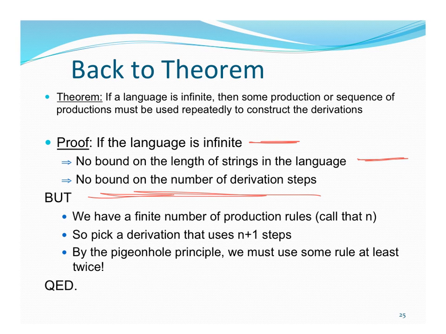But we said that we have a finite number of production rules. That was a few slides ago, where we said a grammar has a finite number of production rules. Let's call however many production rules we have n. If you pick a derivation that uses n plus 1 steps, right, then by the pigeonhole principle, we're using n plus 1 steps, but we only have n production rules. We must use some rule at least twice. QED.